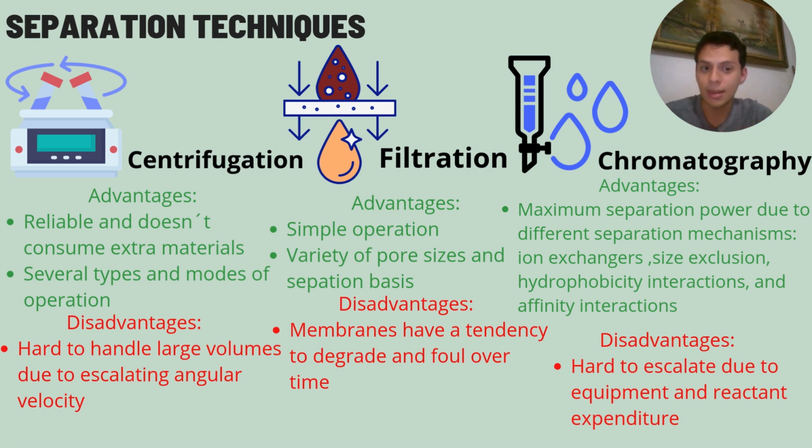And also for chromatography, we have several different separation mechanisms. For example, in size exclusion, we have beads with different size porosities. We have ion exchangers with matrices of different charges. We have hydrophobic interactions that separate biomolecules based on their hydrophobicity, and we have affinity interactions, which are very, very interesting and very useful. For example, for molecules that have metal ions in them, or proteins that have histidine tags baked into them by their plasmids. But we also have disadvantages: it's hard to scale up due to the equipment, the size, very, very tall columns, and also due to reactant expenditure.